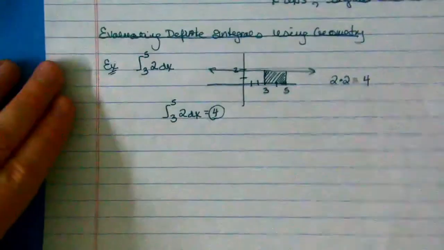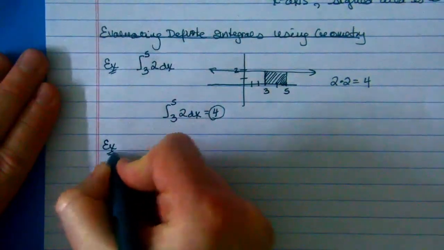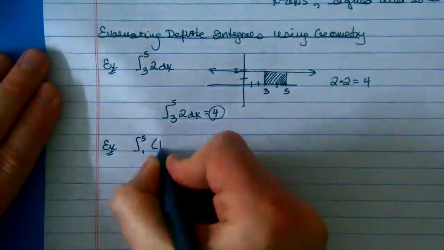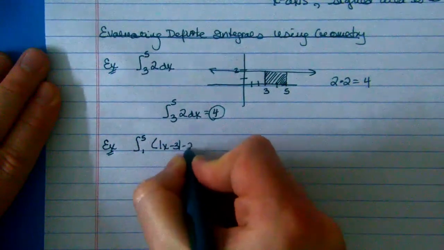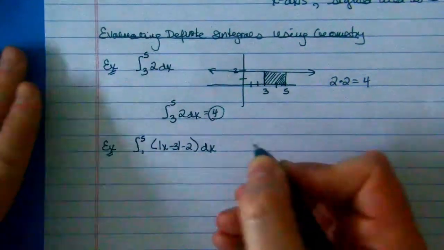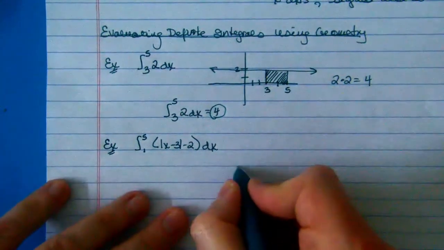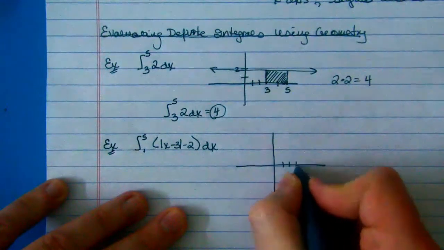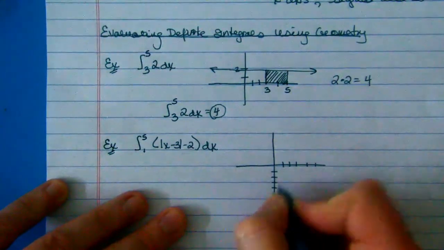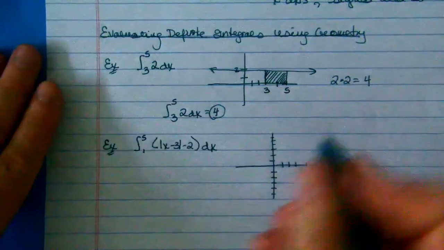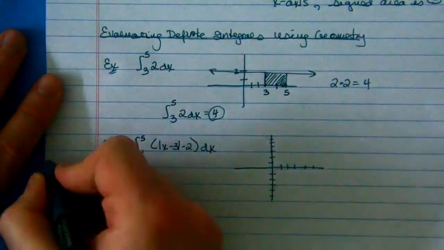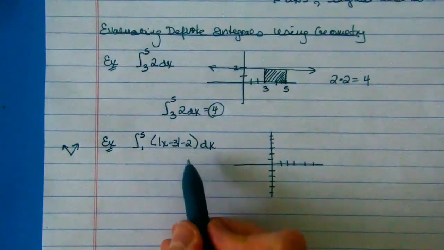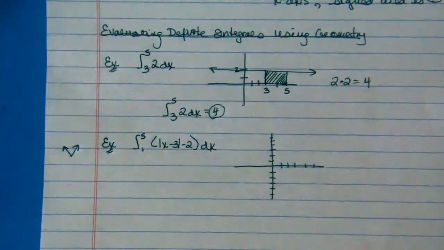Next, let's take a look at the integral from 1 to 5 of the absolute value of x minus 3, minus 2 dx. Hopefully, you know what this graph looks like. It's a translation of an absolute value V, 3 to the right and 2 down. Please go graph that function.